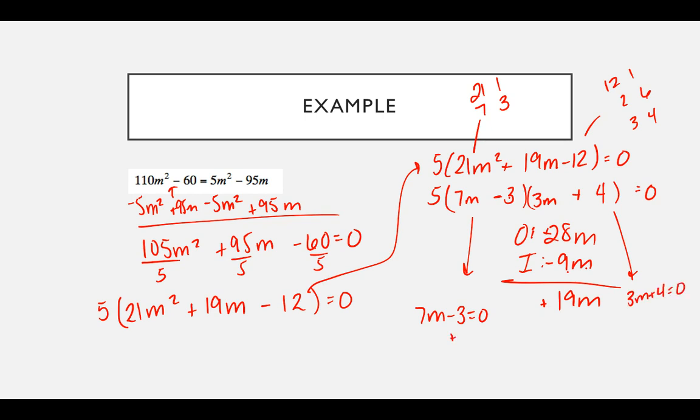Over here, we're going to add 3 and then divide by 7. So 7M equals 3. M is going to be 3 over 7. Over here, subtracting 4. And then dividing by 3, we get negative 4/3.